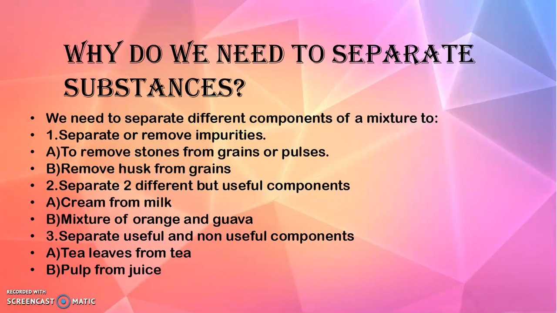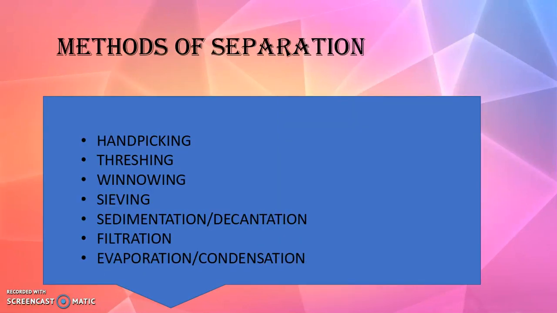For example, cream from milk, or a mixture of guava and mango, or guava or orange. Third, to separate useful and non-useful components, such as tea from tea leaves, pulp from juice. Methods of separation. There are various methods of separation such as hand picking, threshing, winnowing, sieving, sedimentation, decantation, filtration, evaporation and condensation.